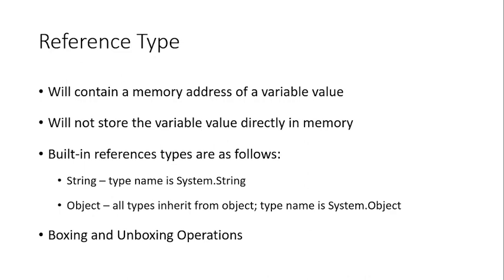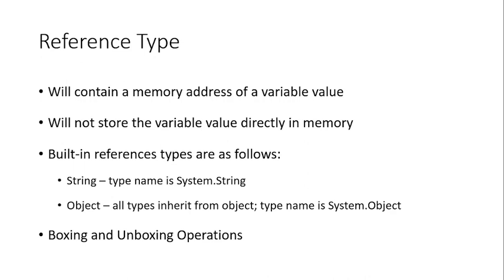Now let us move on to reference type. The basic difference is what? With value type, I directly get the memory and I store the value in that memory itself, which happens in stack memory. But a reference type will contain a memory address of a variable value. So now you're going to understand that the value is somewhere else, and the reference type is going to store the address of that value.